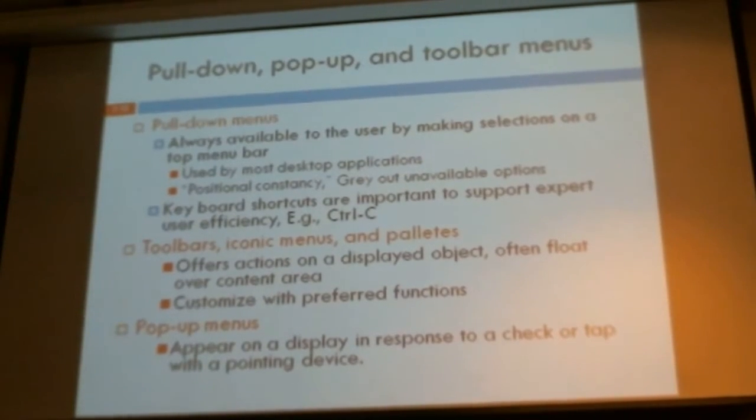There are also different types of menus. There's pull down, pop up, and toolbar menus. Pull down menus are always available to the user by making selections on the top menu bar. What are some programs that have pull down menus?